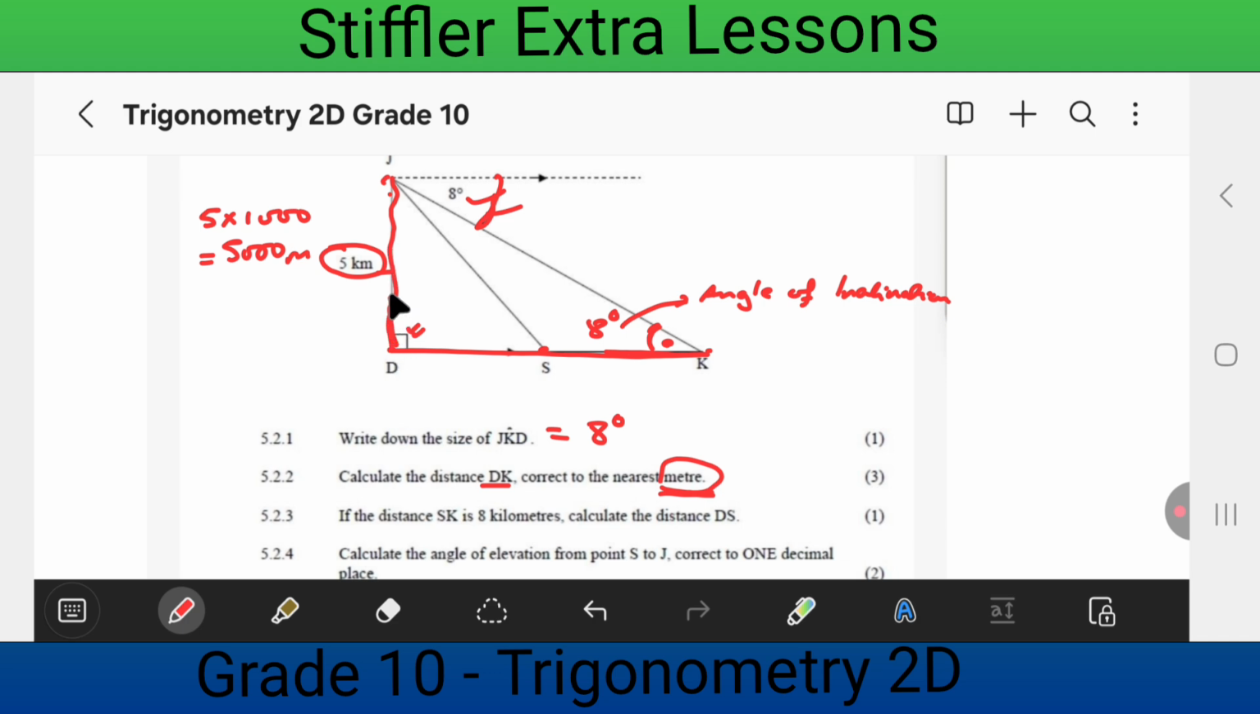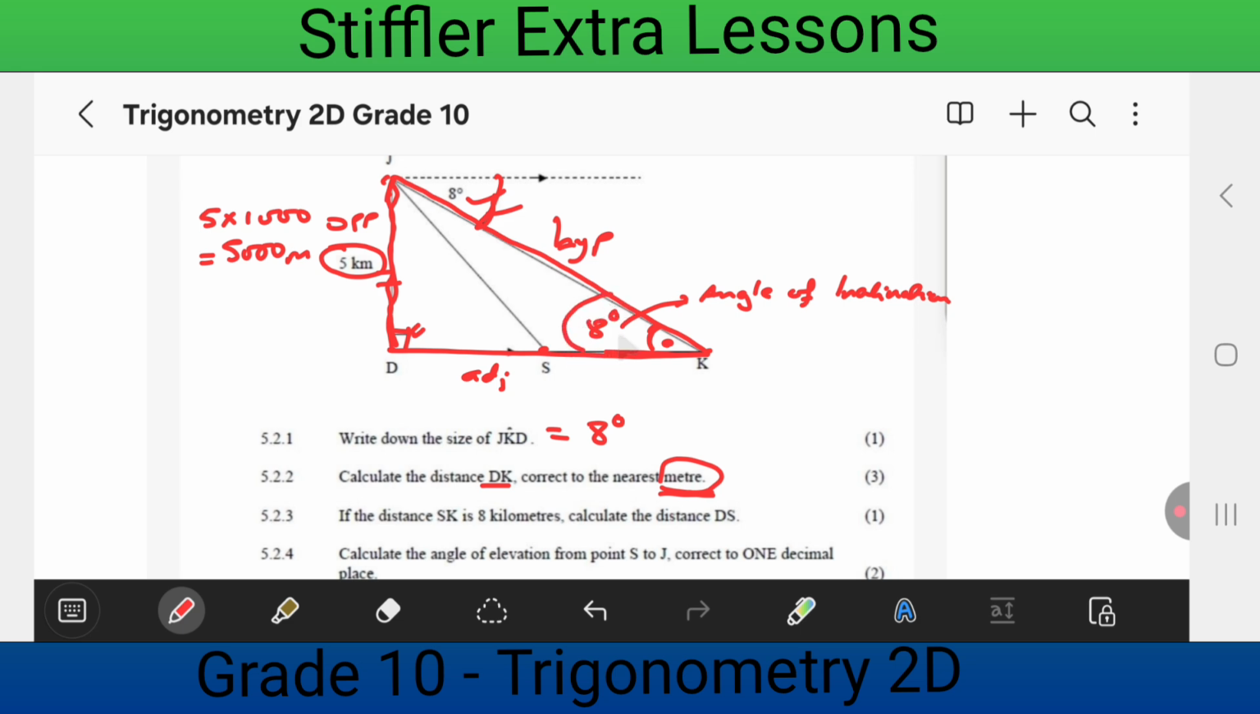I'm sorry about this drawing. So this is the triangle that we're having, triangle DK, right? In this triangle, we can see that this is our 90 degrees, so this is our hypotenuse. This is our opposite, and this is our adjacent. In this triangle, we are looking for the adjacent and we have the opposite of this angle.